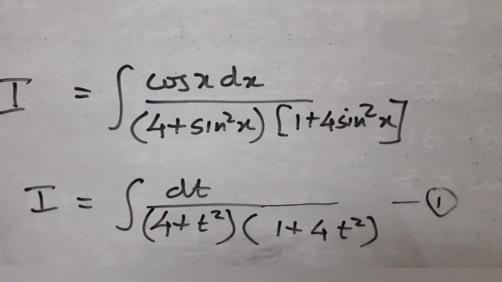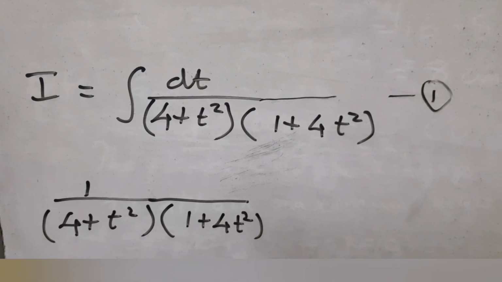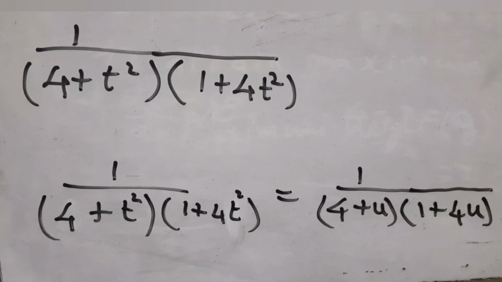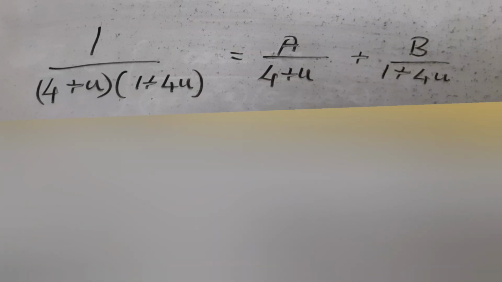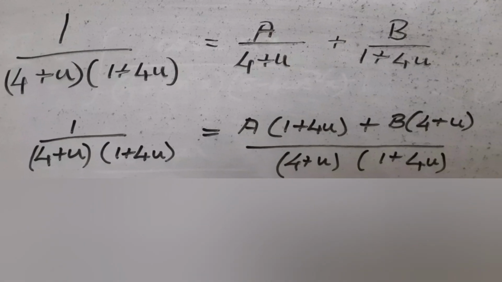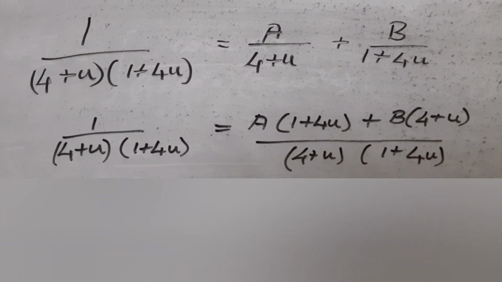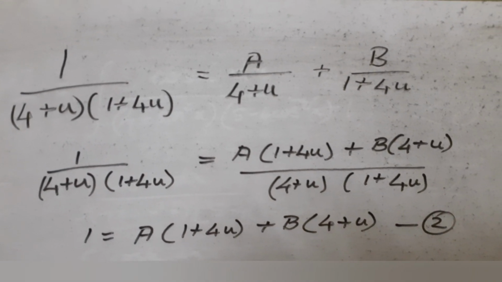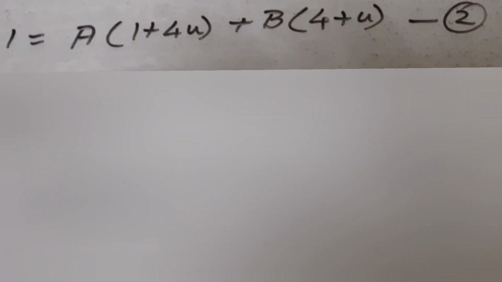We will now use partial fractions. For convenience in using partial fractions, we use t square equal to u. So the form is A by 4 plus u plus B by brackets 1 plus 4u. Find A and B. We will replace u with minus 4 and u with minus 1 by 4.